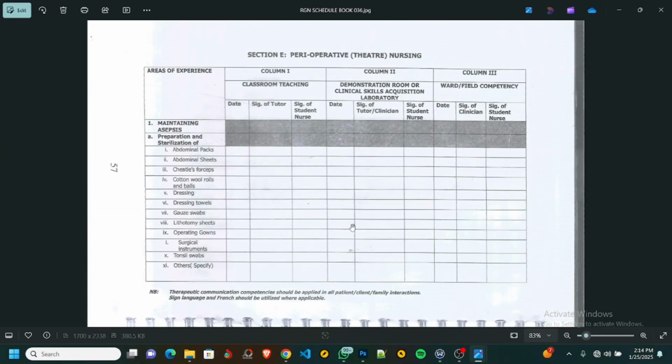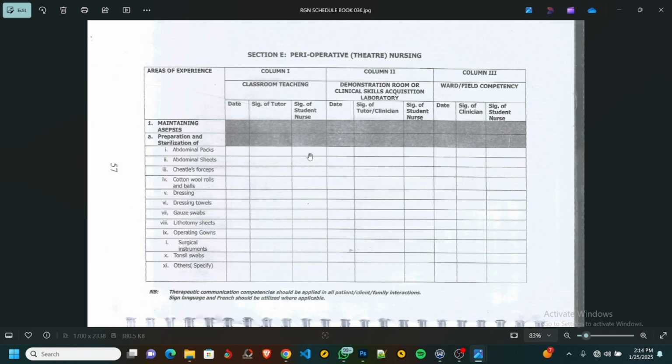Okay, so you can see the next one, which is perioperative nursing or theater nursing. Under theater nursing or perioperative nursing, in the classroom, surgical nursing, they will be teaching you all these. You will be taken through some of these: maintaining asepsis, and then preparation and sterilization of these items that are outlined here, abdominal packs, abdominal sheets. All these will be taught in the classroom, and you write the corresponding date for it.